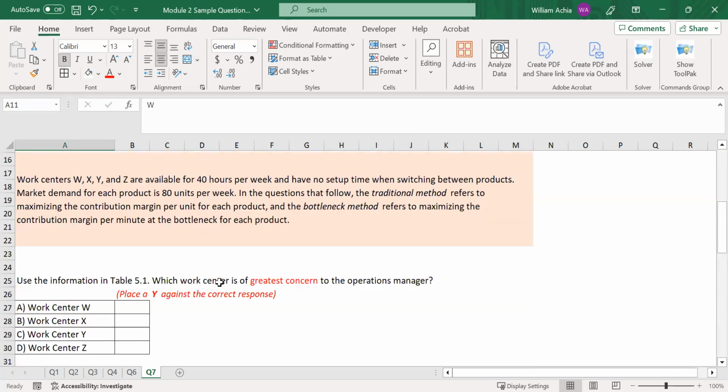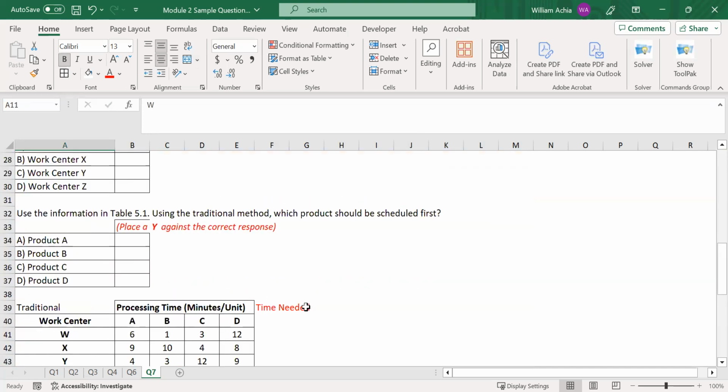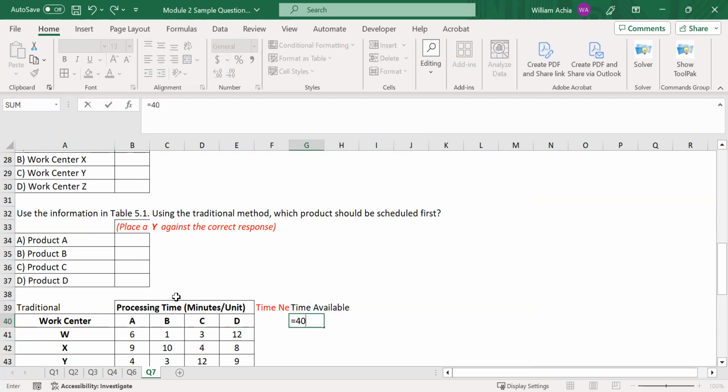Okay. So I have time available equal to 40 hours, but I need to convert that into minutes. So 40 hours equals 40 times 60 minutes every hour. So every week we have 2,400 minutes available.